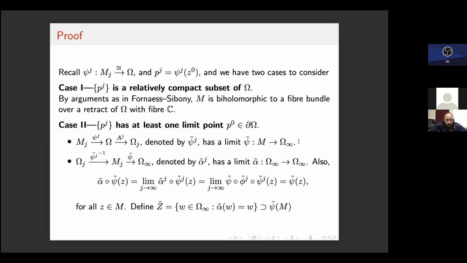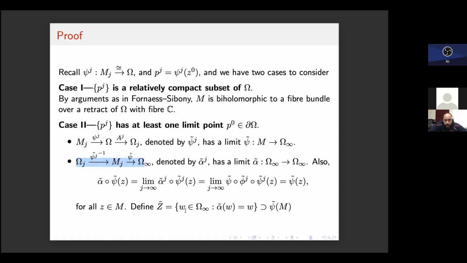Now let's consider the following composition. From omega to MZ we have the inverse of the initial biholomorphism, and then from MZ to omega infinity we consider the map C tilde. Remember, MZ is sitting inside M, so we can look at this composition. Let's call it alpha Z tilde. Again, using the fact that omega infinity is hyperbolic, one can get a limit of this sequence of maps. Let's call it alpha tilde. One can also check that alpha tilde fixes the image of C tilde. So alpha tilde of C tilde Z is C tilde Z.